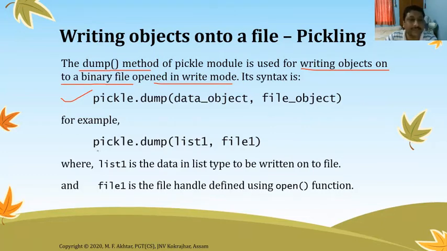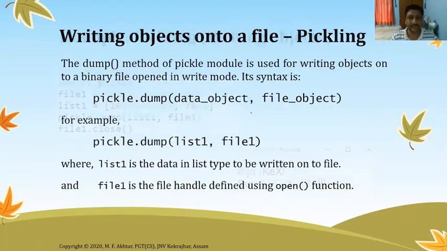For example, pickle.dump(list1, file1), where list1 is the data in list type to be written on the file, and file1 is the file handle defined using the open function. When we use the open function, it gives one file handle or file object, known as the file handle, and we have to use the file handle and the data object here.